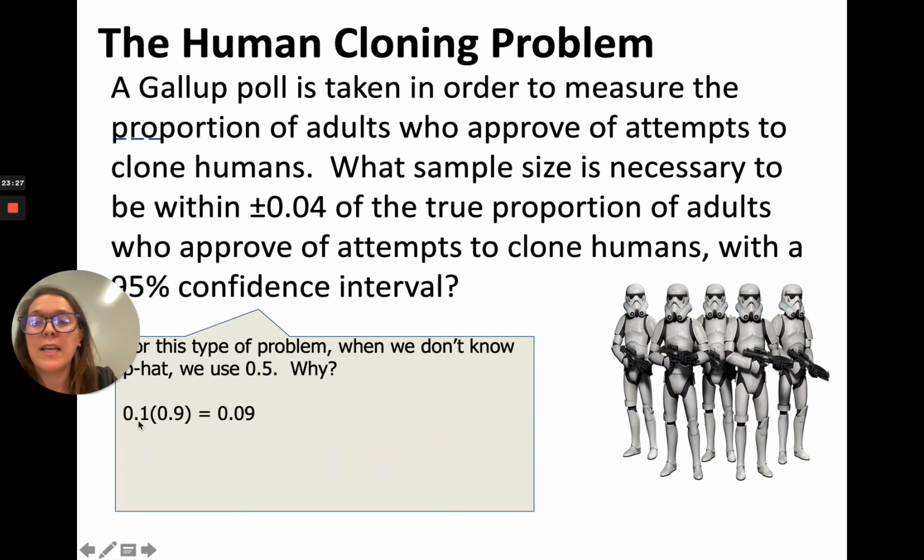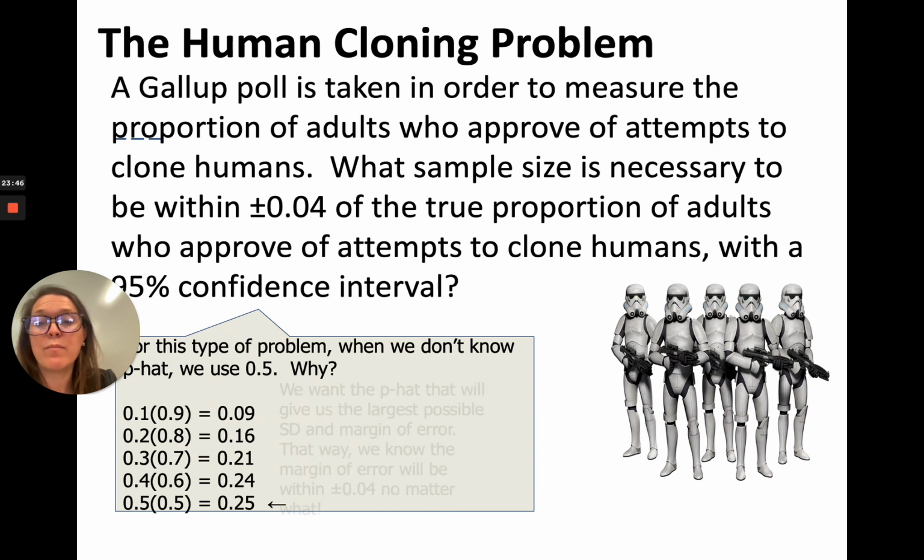There we go. If we made our p hat 0.1, then my p hat times my q hat is going to get me to 0.09. If I made my p hat 0.2, my p hat times my q hat is 0.16. At 0.3, I get 0.21. At 0.4, I get 0.24. At 0.5, I get 0.25.